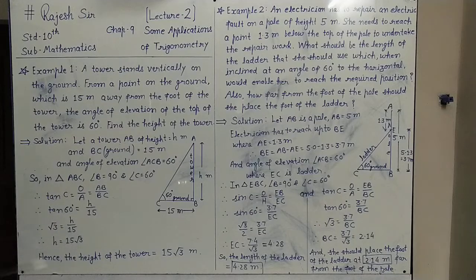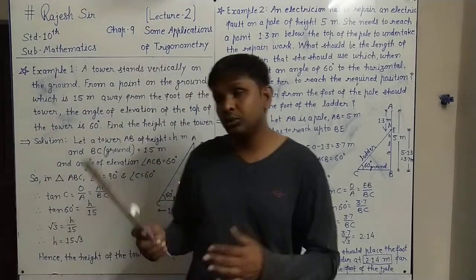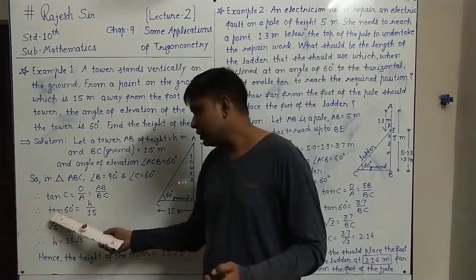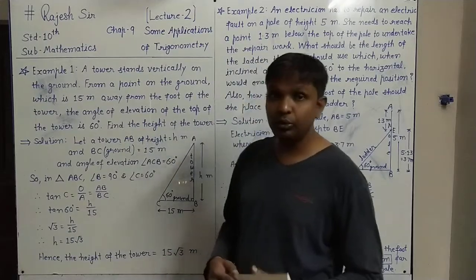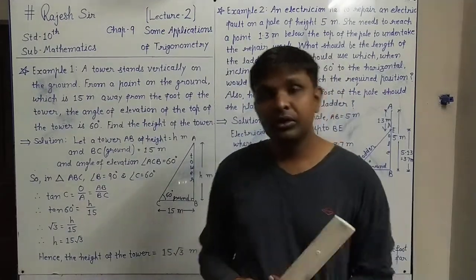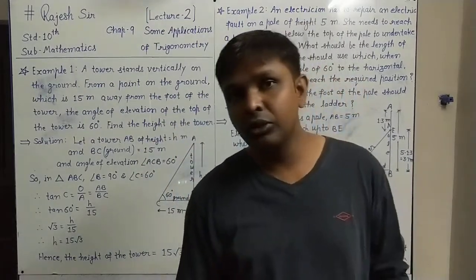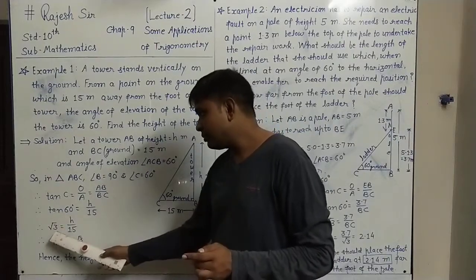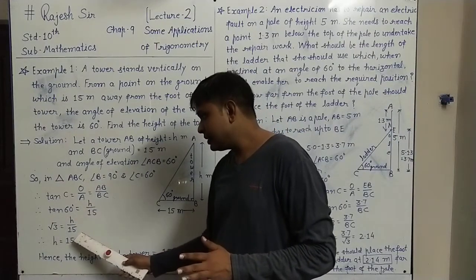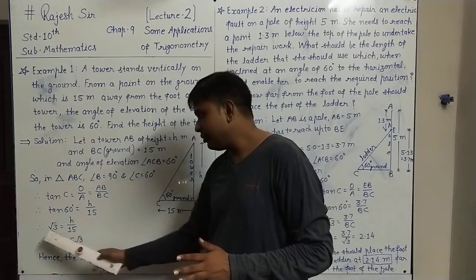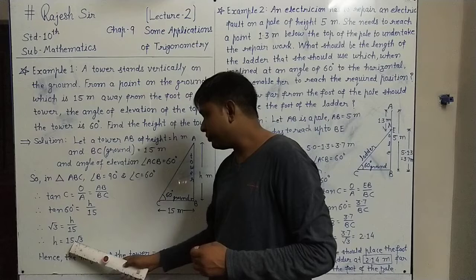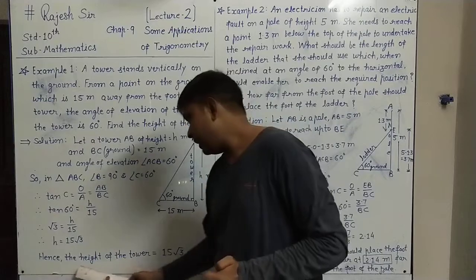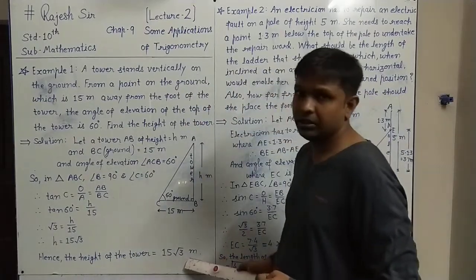Tan 60 by the trigonometric table. In the last lecture, in chapter number 8, we drew the trigonometric table. From that we know tan 60 degrees is equal to root 3. You have to learn the trigonometric table. I told you at that time also to always draw the table, and we understood how to draw it in that lecture. So from that table, tan 60 degrees is root 3, equals h upon 15. Therefore h equals 15 root 3. This h is actually the height of the tower. Hence the height of the tower is 15 root 3 meters. Very simple.